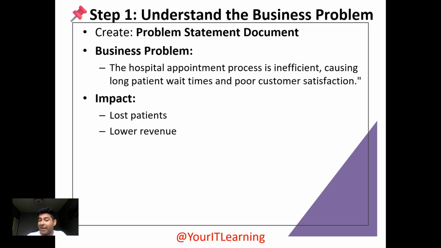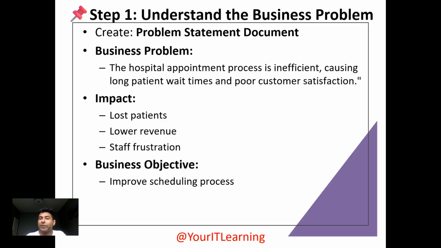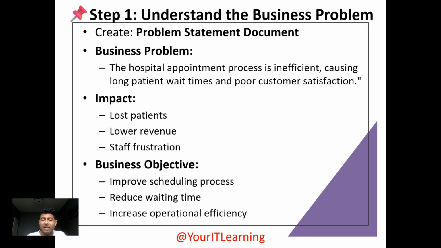Lower revenue as fewer patients are coming, and staff frustration because people are waiting too long. They're coming to the front desk again and again and asking, and the front desk people can't do anything because they have less staff in terms of doctors and others, so the patients have to wait. The business objective over here will be to improve the scheduling process, reduce wait time for the customers or patients, and increase operational efficiency. So the manual appointment scheduling and others need to be automated or improved in some way.